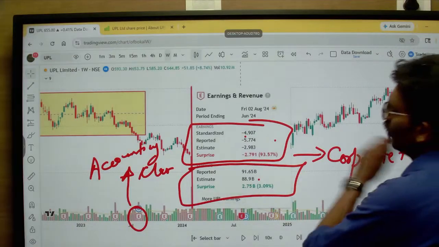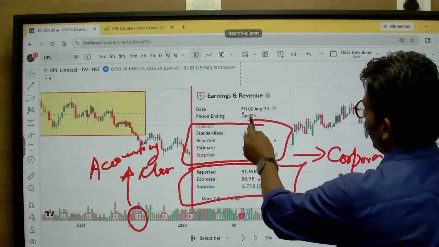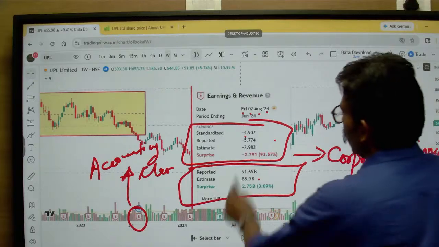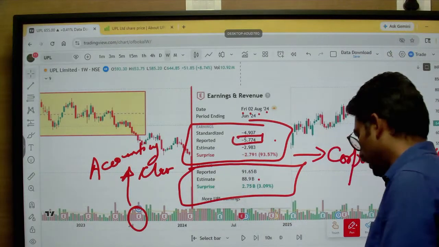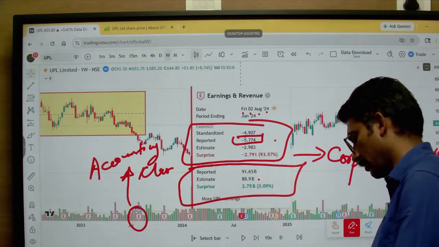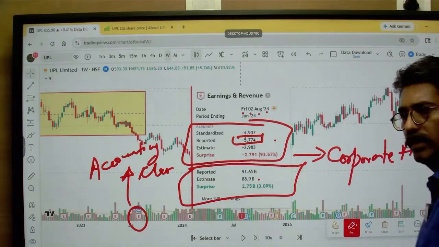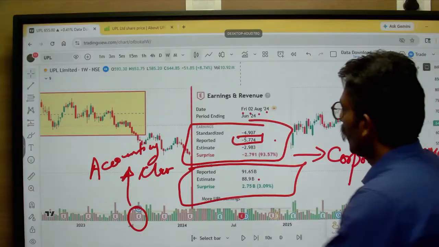Now if you look at this, read it carefully. This is released Friday the 2nd, August 24th. The reported is -5. Do you notice that? Yes or no? It is a negative number. So they posted losses. Do you agree? That is what the data says. It is not speculative in nature. This is what the data says.